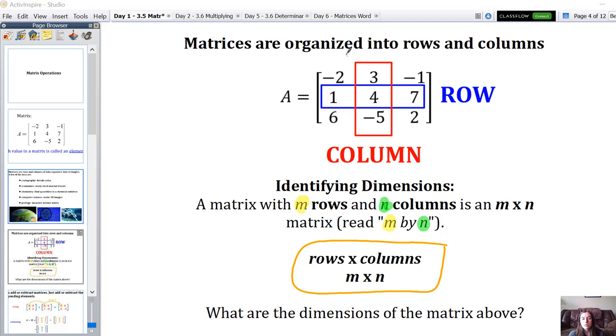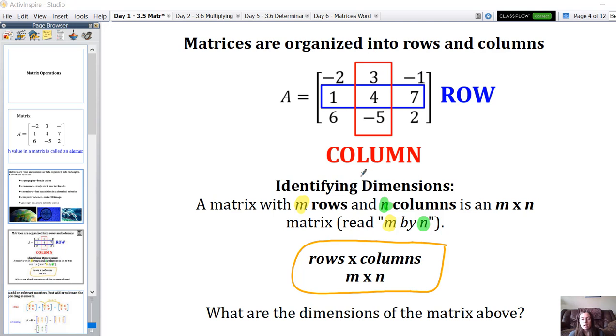Then we also have columns, which are the vertical lines in a matrix. The first column is -2, 1, and 6. Second column is 3, 4, -5. And the last column is -1, 7, and 2. So the rows are the horizontal ones, the columns are the vertical ones.